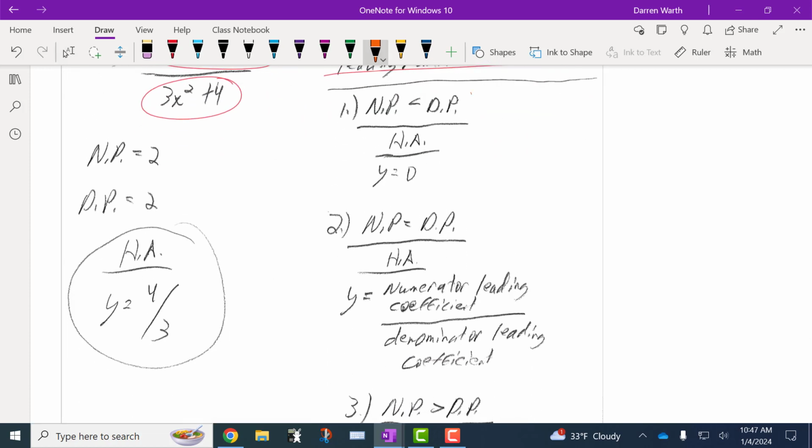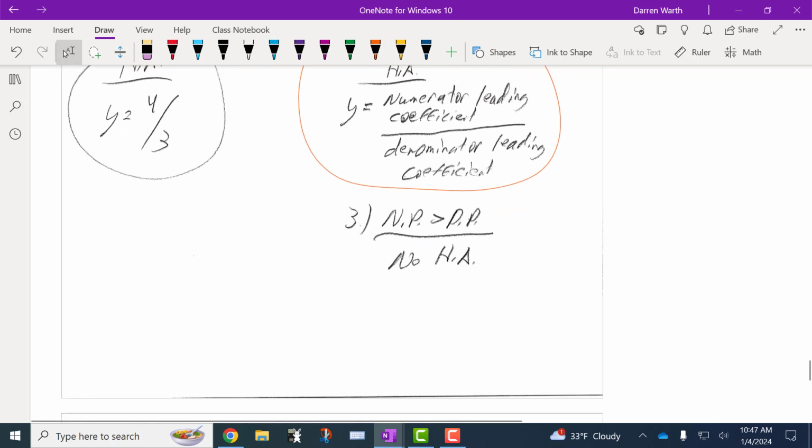Your pre-calculus rules just say the following. If the numerator power is less than the denominator power, your horizontal asymptote is at y equals 0. If the numerator power equals the denominator power, then your horizontal asymptote is the numerator leading coefficient over the denominator leading coefficient. And on this last one, the numerator power is greater than the denominator power, there is no horizontal asymptote.